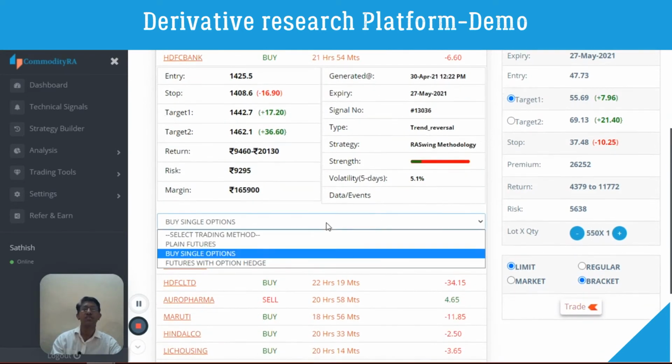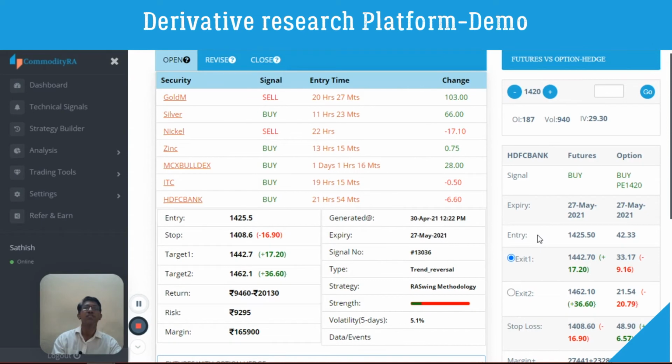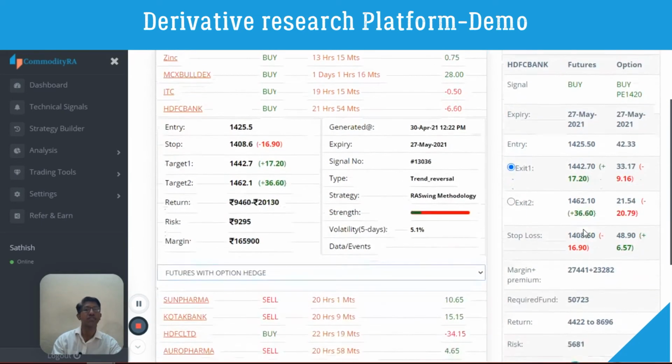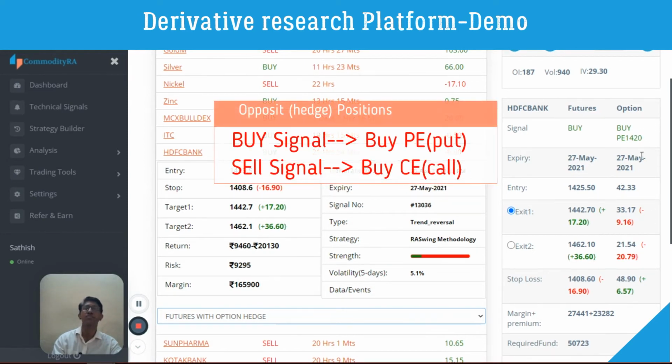Here is the third option. The third option is futures with option hedge. Earlier we dropped the idea of trading futures due to high margin. We have seen 1,65,000 as the margin. But here you are trading the futures, but at the same time you are buying in opposite positions. What is the opposite position? For a buy call on futures, buying a put option is the opposite option position. And for a sell call on futures, buying a call is the opposite position.